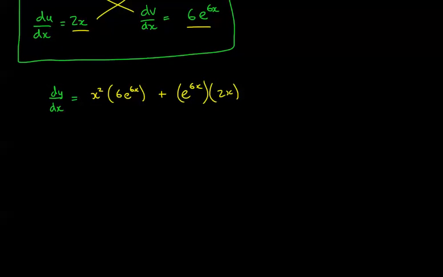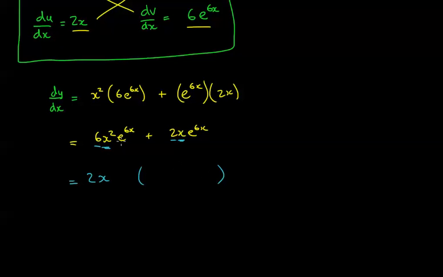Right, now let's clean this up a little bit and see if we can factorize it. We get 6x squared e to the power of 6x plus 2x e to the power of 6x. Well, you can leave it like that if you want to. That is the derivative, but we can factor something out because we have an x and an x squared, so one of those can come out. We have a 2 and a 6, and 2 goes into both of them, so 2 can come out.